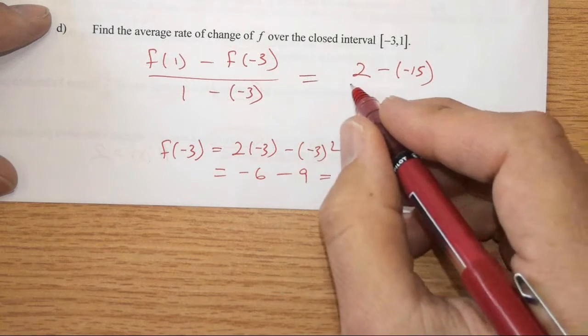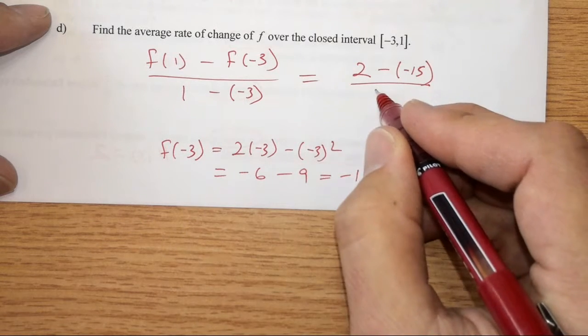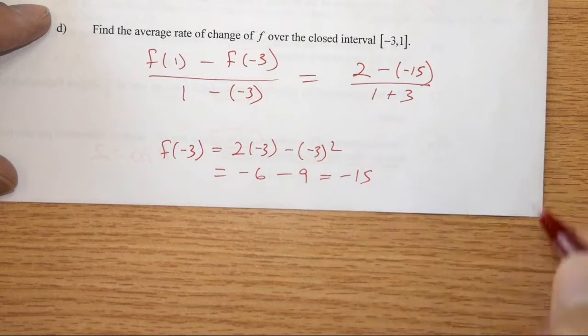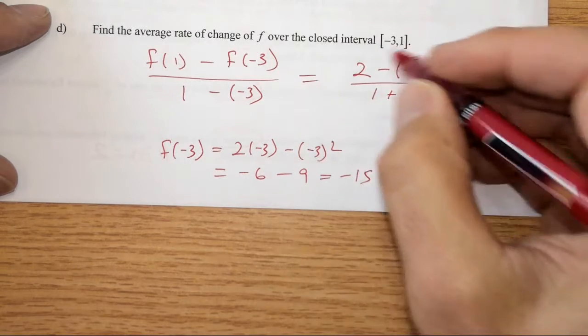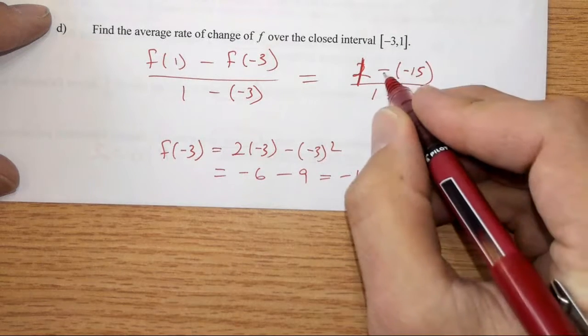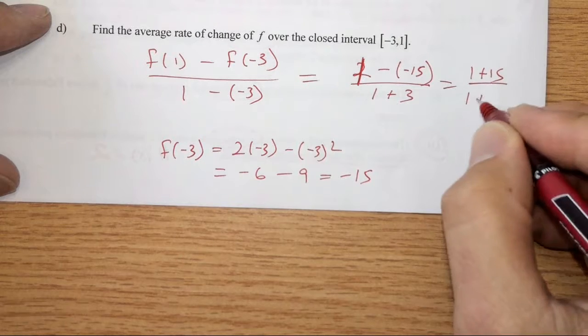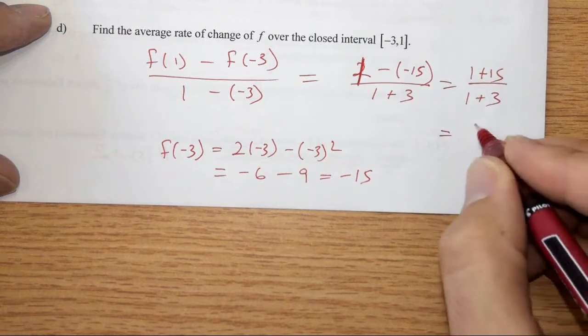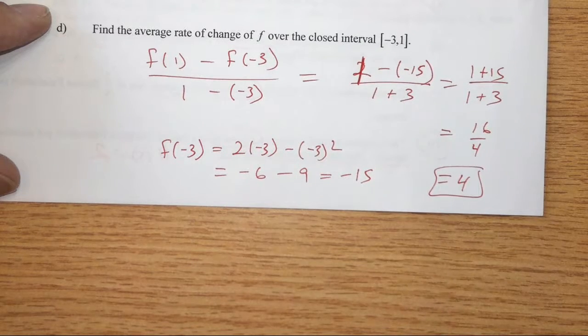Right. In the denominator, 1 minus negative 3, so that's 1 plus 3. Up in the numerator, I'm sorry, I wrote 2, I meant to write 1 up here, my bad. Hopefully you caught that. That should be a 1. And we have 1 minus negative 15, so we have 1 plus 15 over 1 plus 3, or 16 over 4, for a final answer of 4.